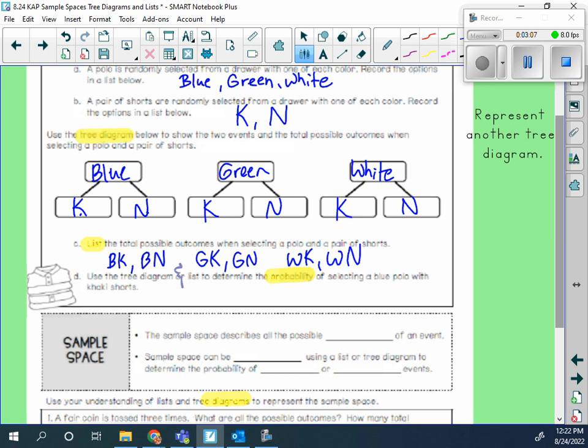Guys, that's called an organized list because I did not go blue with khaki, white with navy, green with khaki. I didn't skip around and go all over the place. I went systematically, meaning I did all the blue ones first, all the green ones next, and all the white ones. Okay? Over here, though, I missed this one. It says represent with another tree diagram. So on the right-hand side, you've got some space on the right. How else could we have drawn this instead of the way it was portrayed here? What do you think?